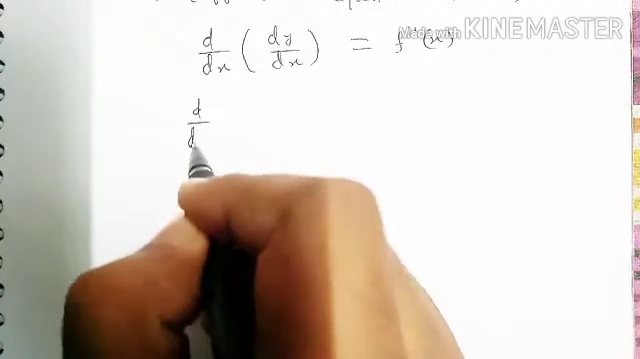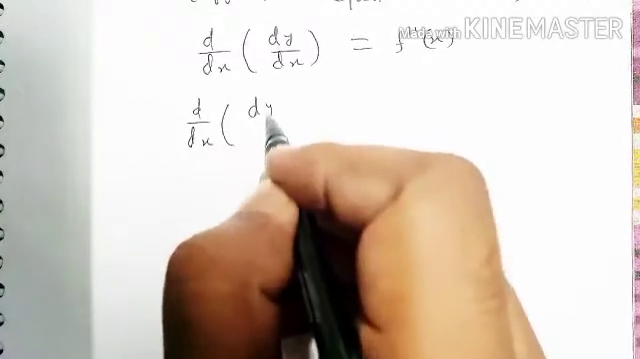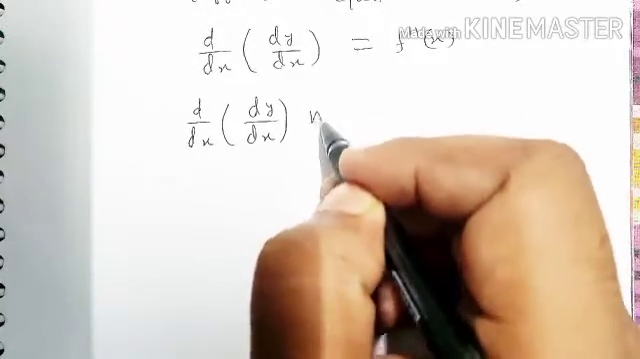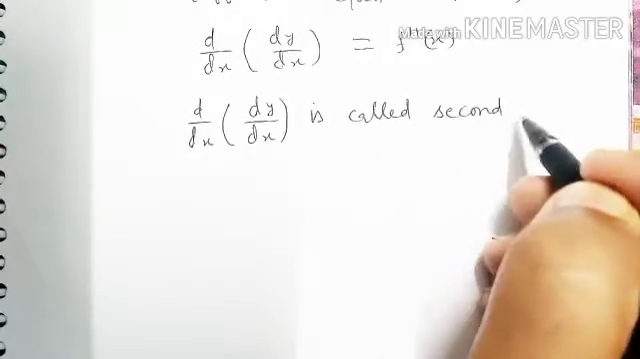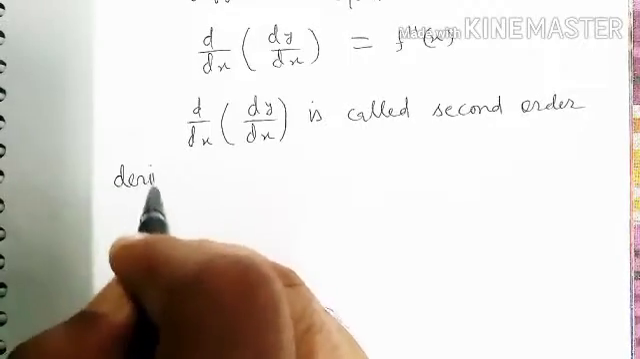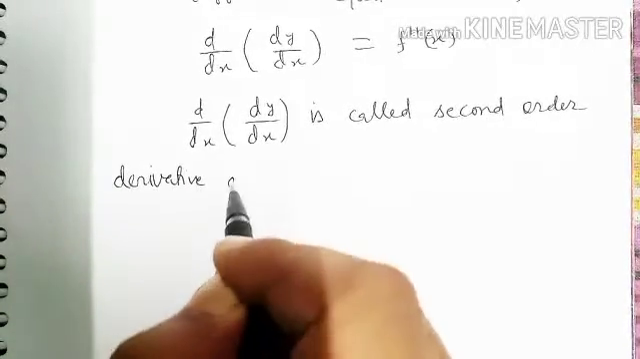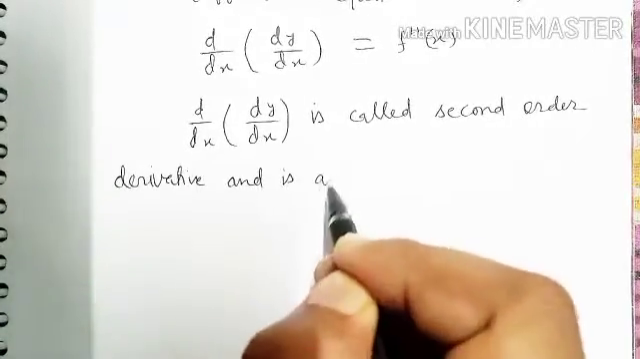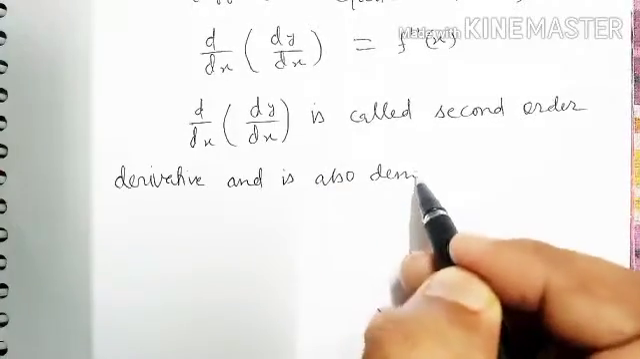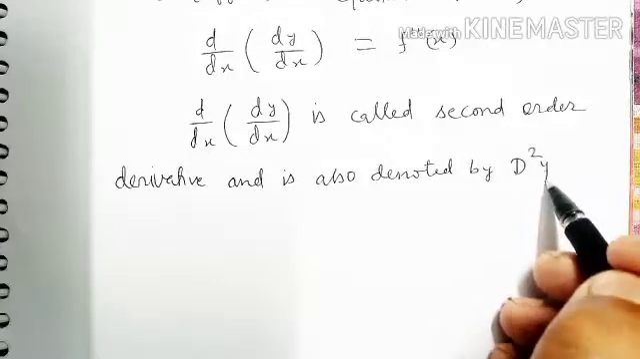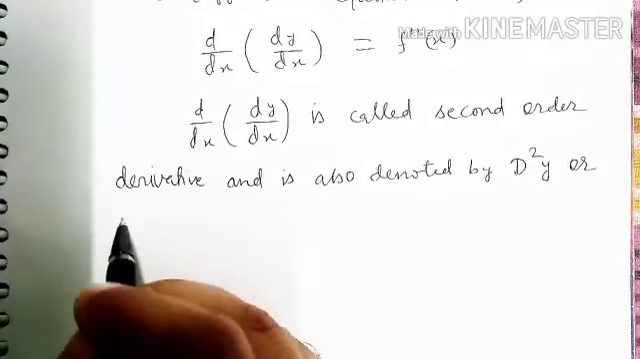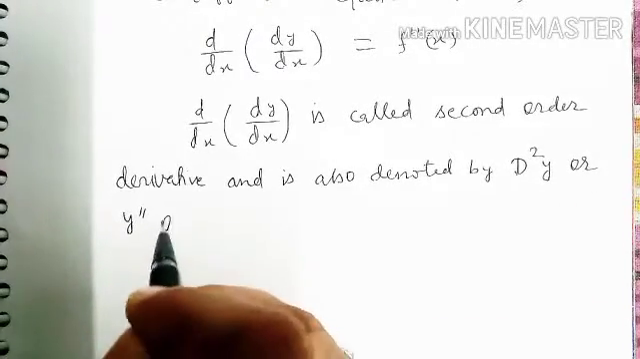d by dx of dy by dx is called second order derivative and is also denoted by d2y by dx square or y double dash or y2.